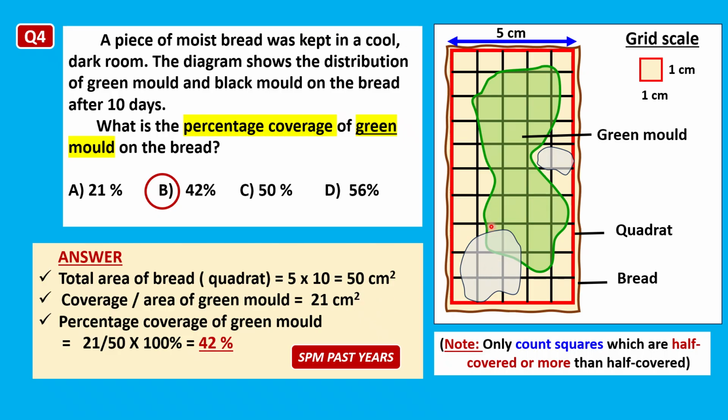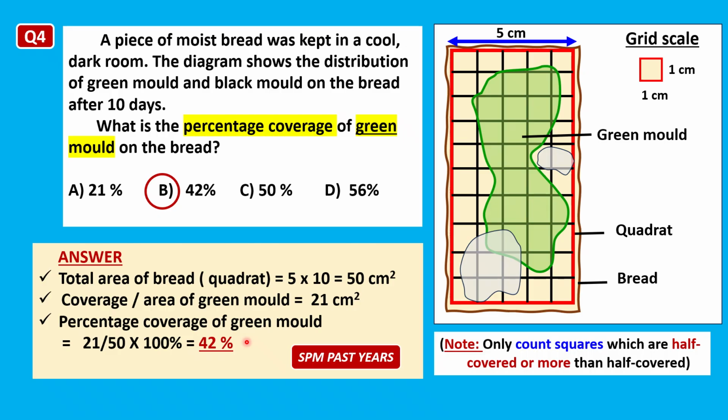Next, find the coverage or area of coverage of the green mold. Okay, so count the number of squares here, but only count squares which are half covered or more than half covered. So if the square is only like a quarter covered, then you have to ignore it. Don't count it as one square. Okay, so if you count the number of squares here, it should be 21 squares, or 21 cm squared, because one square has an area of 1 cm times 1 cm. Okay, as shown here. So 21 cm squared.